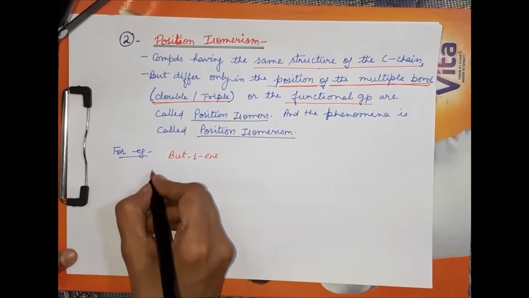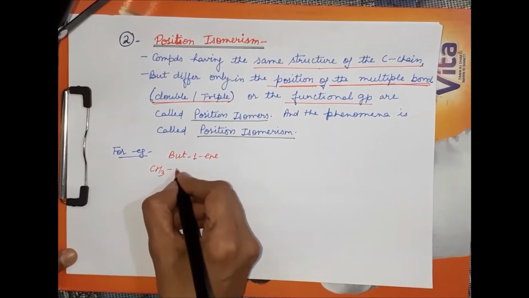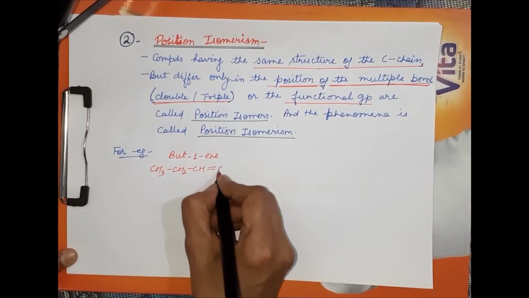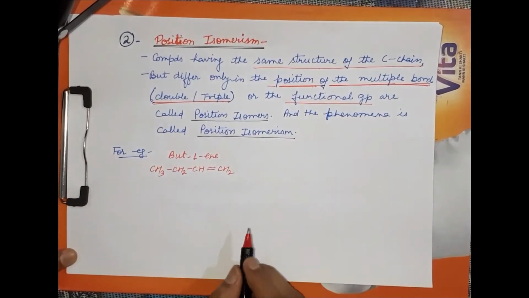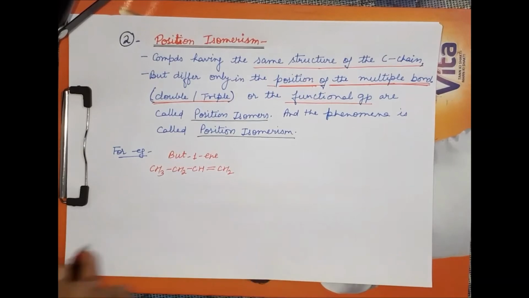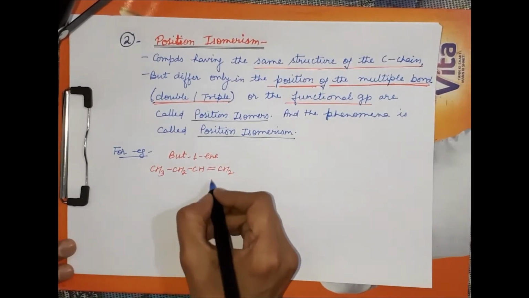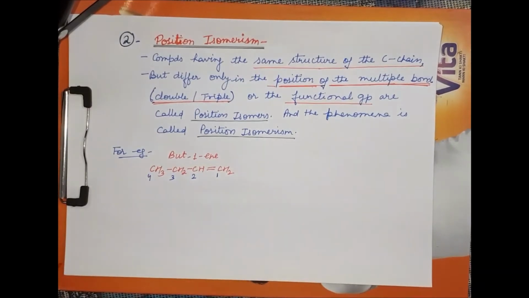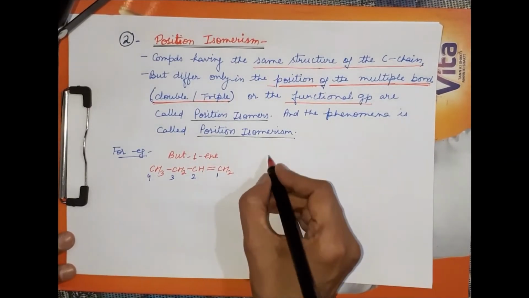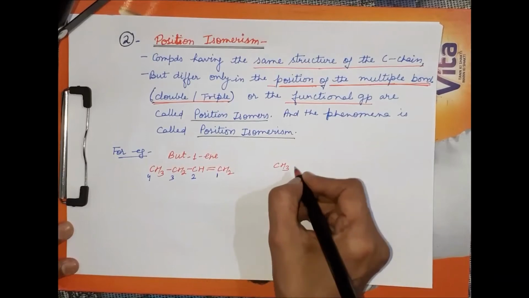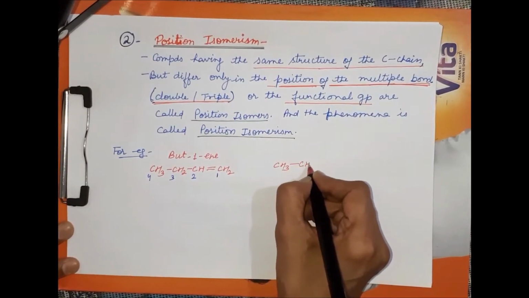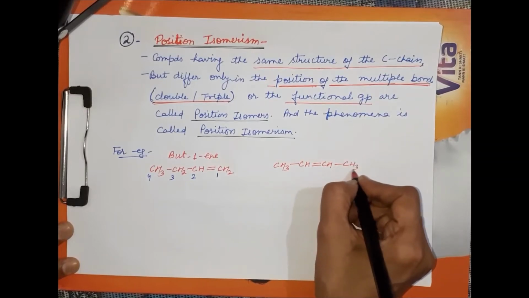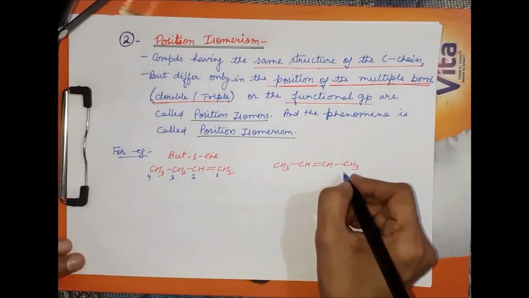This is but-1-ene. So how will we write it: CH3, CH2, CH, double bond CH2. So this is but-1-ene. The position of this double bond is at the number 1 carbon atom. We can write it in another way also, like this: CH3, CH double bond CH, CH3.